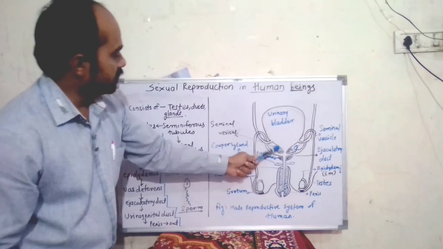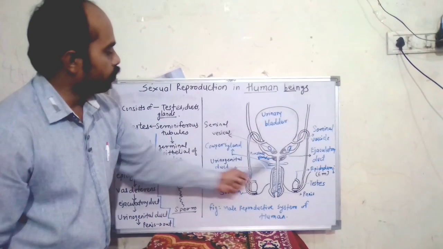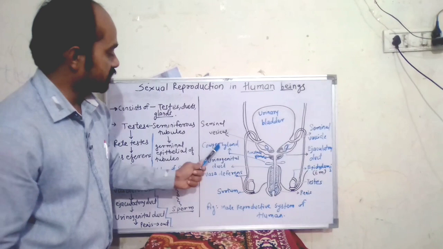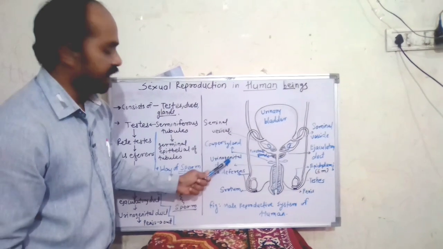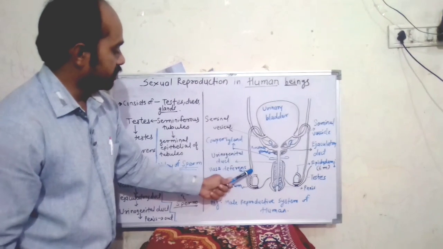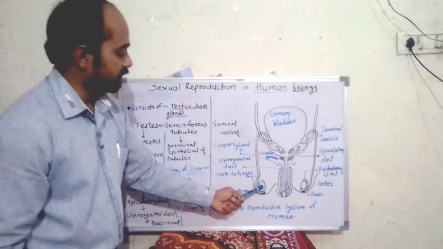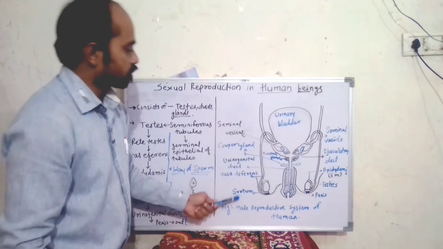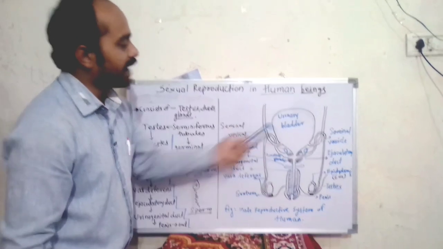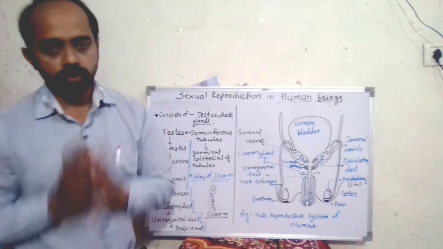Now here this is the seminal vesicle. It is Cowper's gland. This is the urinogenital duct. Here it is the vasa deferentia. Also there is vasa efferentia inside the testis, and this is the scrotum. So these are the different parts of the male reproductive system.